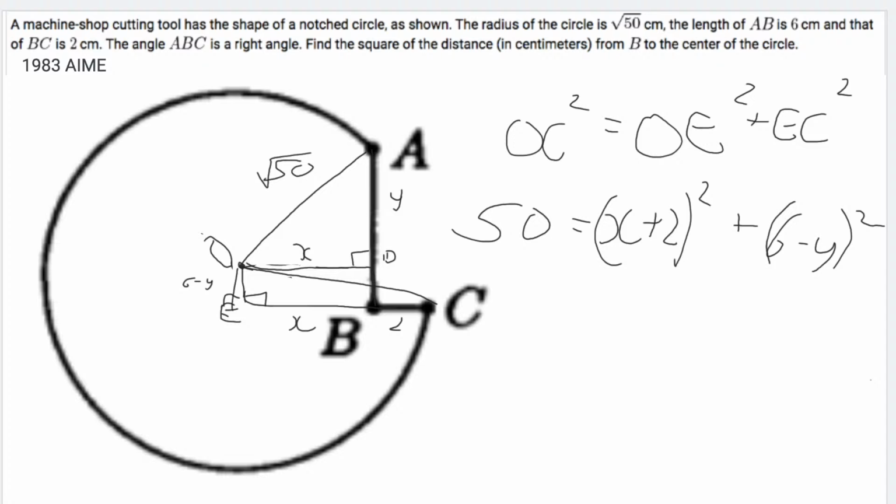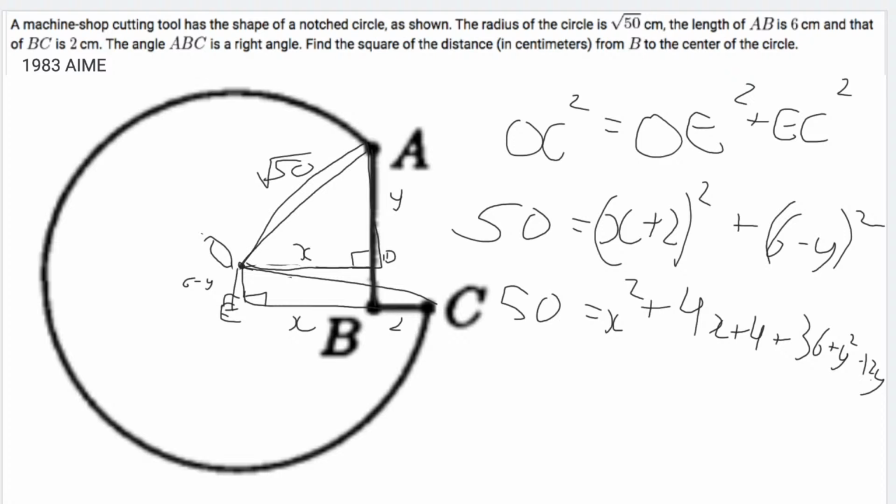Okay, so basically now if you compute this and simplify, you get 50 equals x squared plus 4x plus 4 plus 36 plus y squared minus 12y. Now we're going to simplify this. But before we simplify, we're going to use the other right triangle, which is triangle OAD. The side lengths are x and y, so this is just x squared plus y squared equals 50, and there was nothing much in this one.